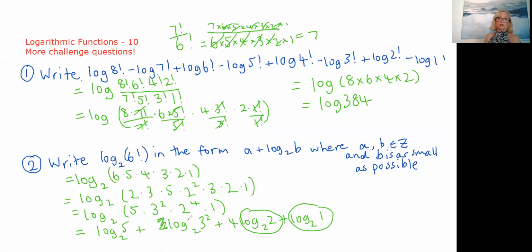And then we're just going to put these 2 together because there's nothing we can do with that. So that'll be log of 5 times 9, which is 45 to base 2, plus our 4 times 1 plus our 0, so plus 4. So the answer would be that a would need to be 4 and b would need to be 45. And that's the best we can do there.